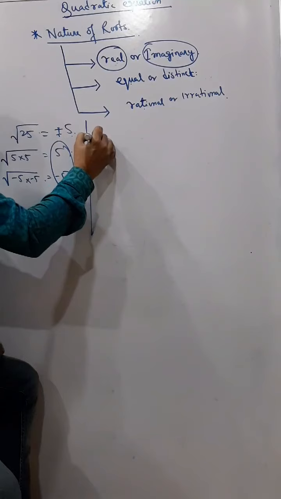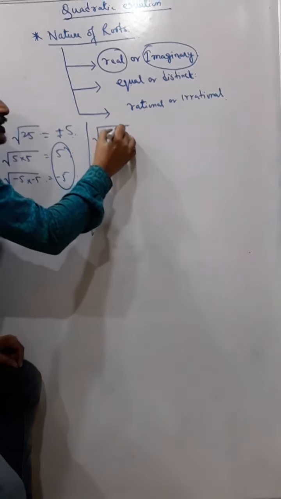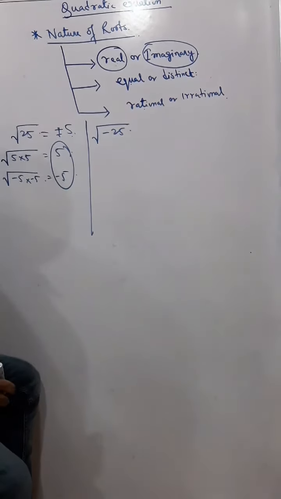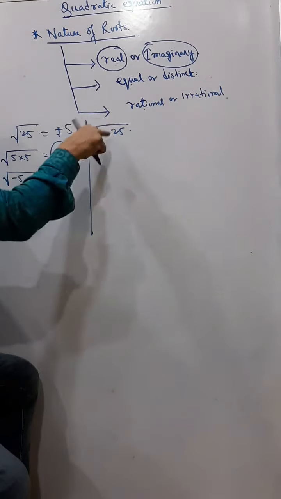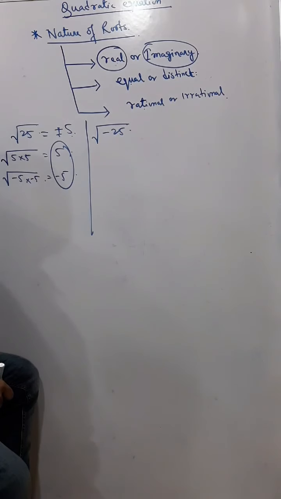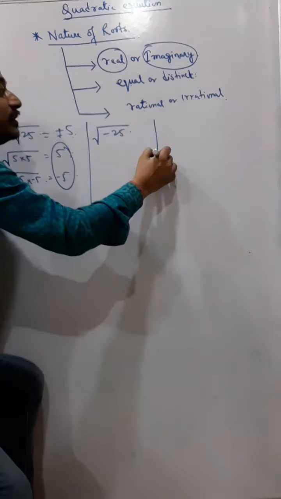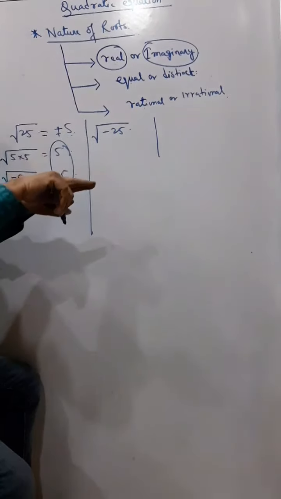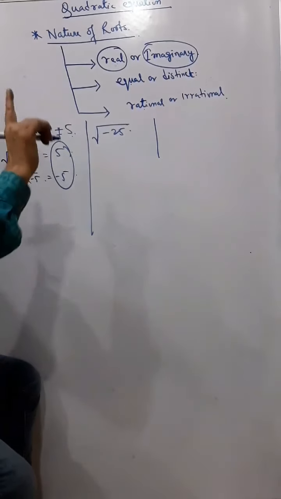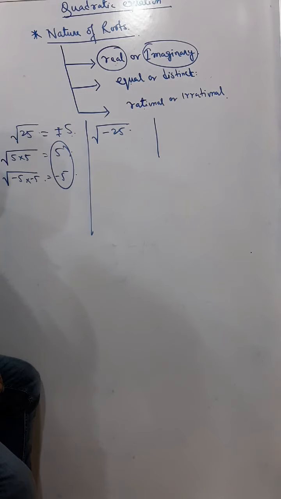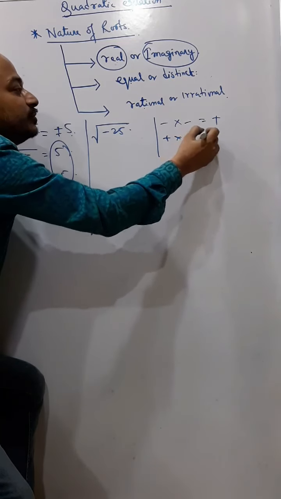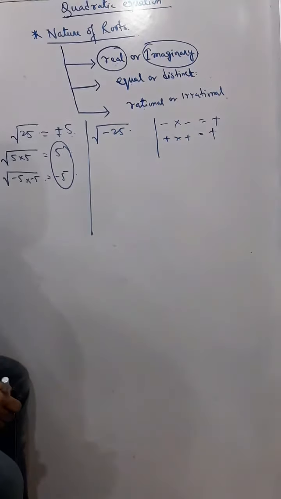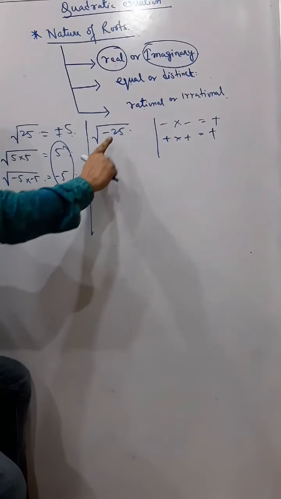Now take this example. If I tell you to solve this, you cannot solve it. You cannot find the square root of minus 25. You know why? Because no two same numbers multiply to give a negative number. I repeat, no two same numbers. Minus into minus will also become plus, and plus into plus naturally also becomes plus. So how can you split this minus 25 into two equal numbers?